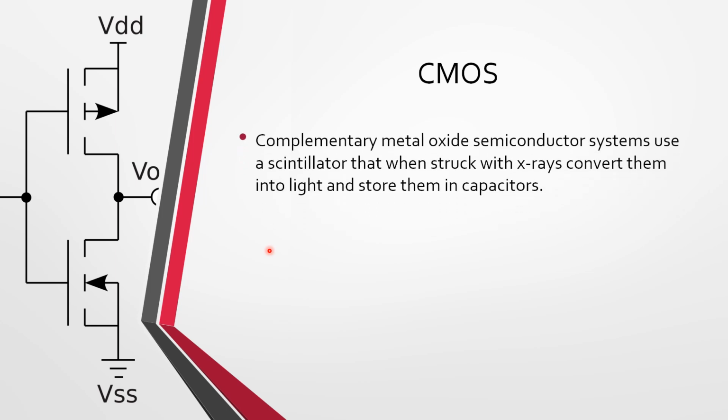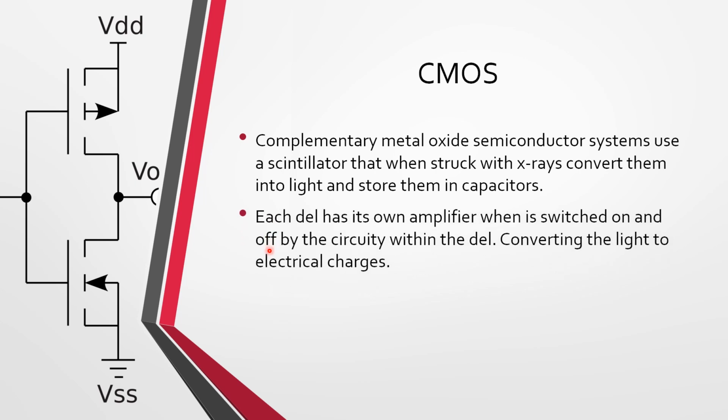Complementary metal oxide semiconductor systems use a scintillator that, when struck with X-rays, converts them into light. So that would make them what type? Indirect. Each del has its own amplifier, which is switched on and off by the circuitry within the del, converting the light into electrical charges. So each del has its own amplifier in this technology.